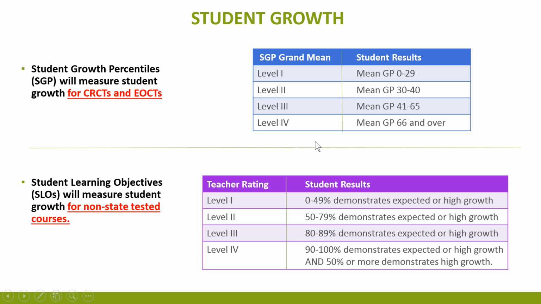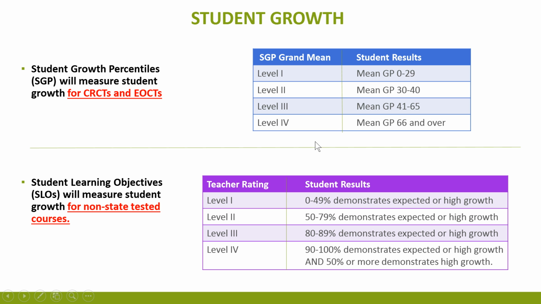Level 1 is the lowest. The mean growth percentile for your students would be 0 to 29. Level 2 would be 30 to 40. Level 3, or the expected level of performance, the mean growth percentile of your students would be 41 to 65. And level 4 would be a mean growth percentile of 66 and over.